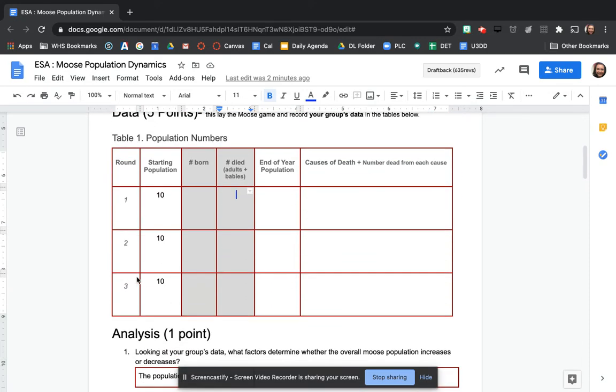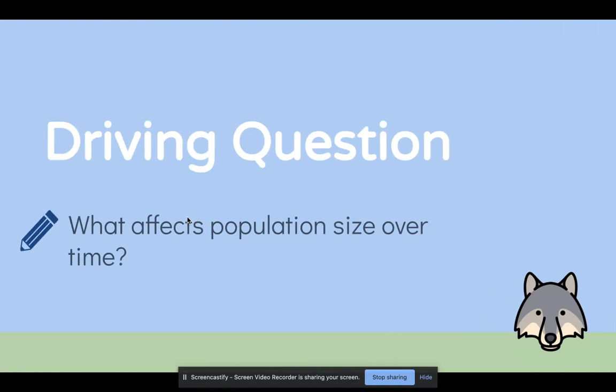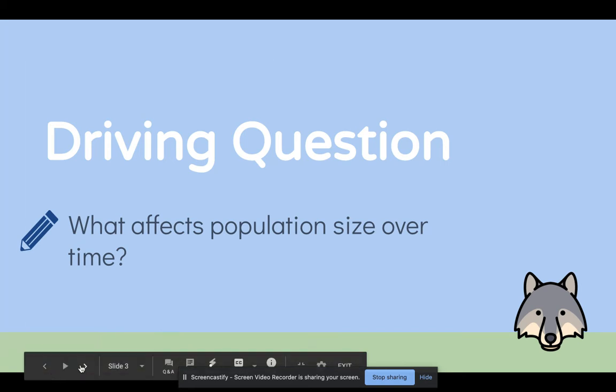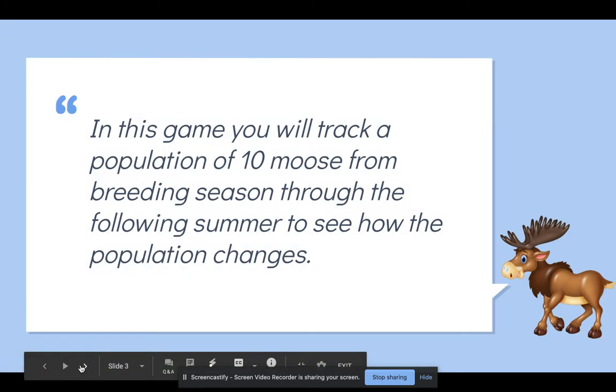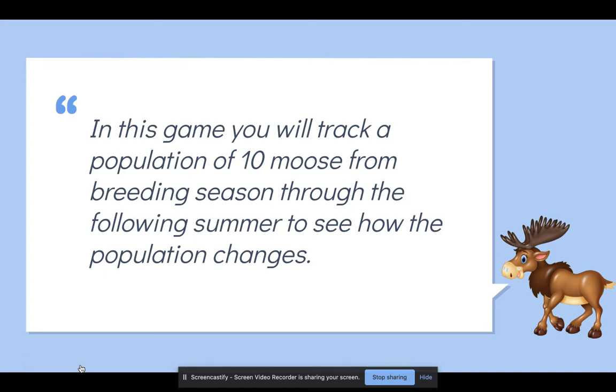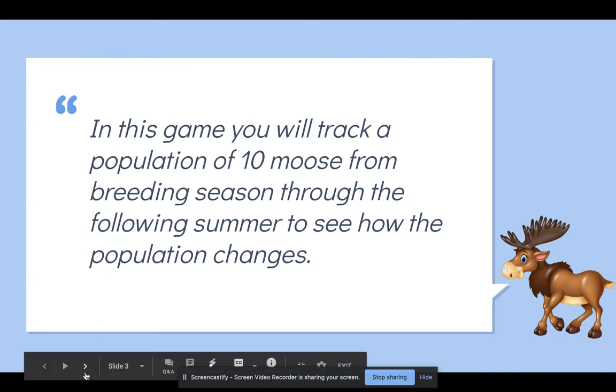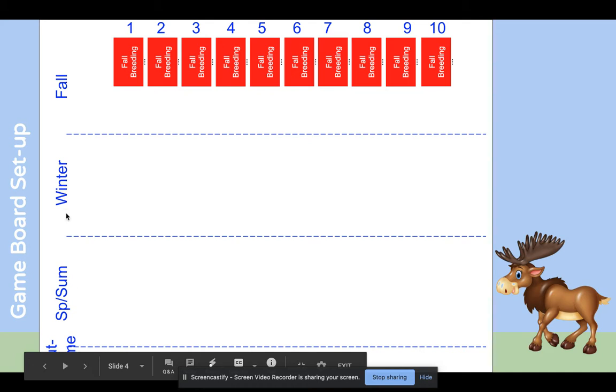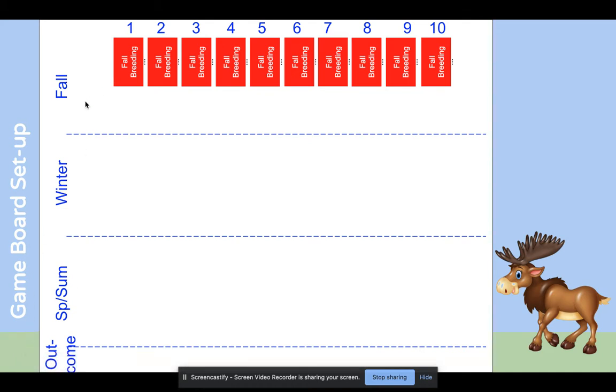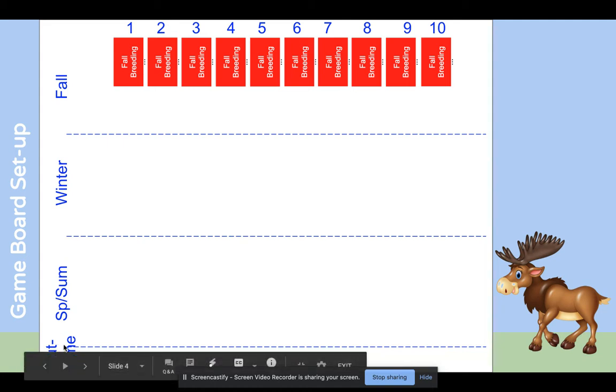Right below this is a data table. To fill out this data table, we are going to use the information from this PowerPoint. In this game, you will track a population of 10 moose from the breeding season through the following summer to see how the population changes. This is a practice game board setup: in the fall, winter, spring, and then there's the outcome.